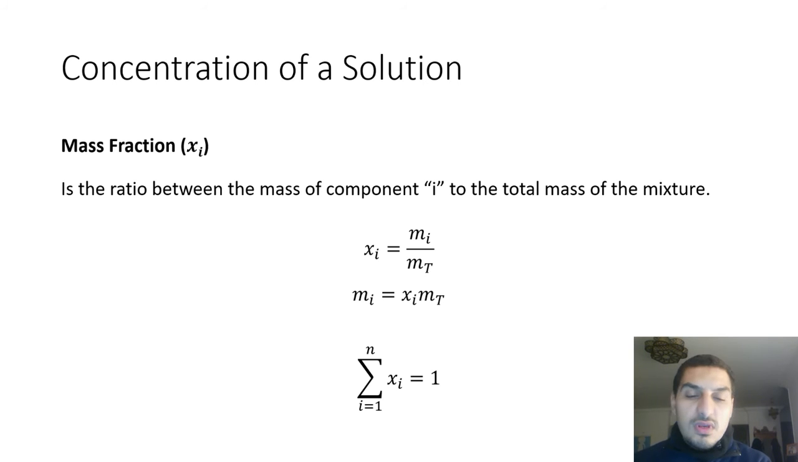Either it's 2, 3, 4, 5, 10 components, it doesn't matter, as long as I can know the mass of all of them. So x_i is the M_i divided by M_t, which is the mass of the component, and this is the total mass. And I can say that M_i is x_i multiplied by the total mass, and of course the summation of the x is gonna be 1 at the end of the day, because it's all fractions. Summation of fractions will end up to be 1.